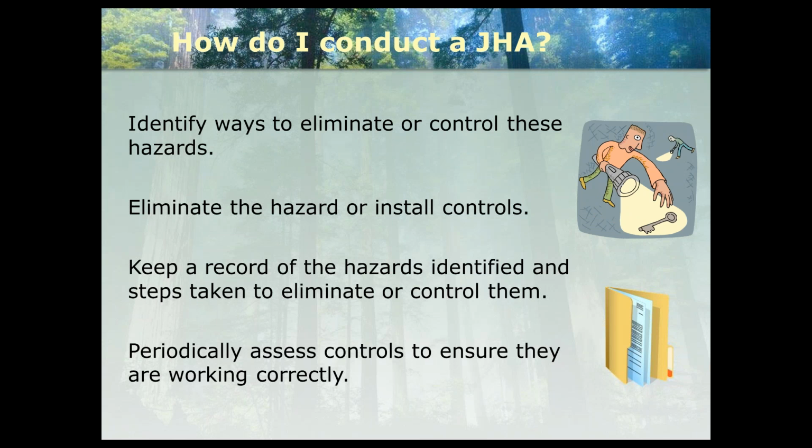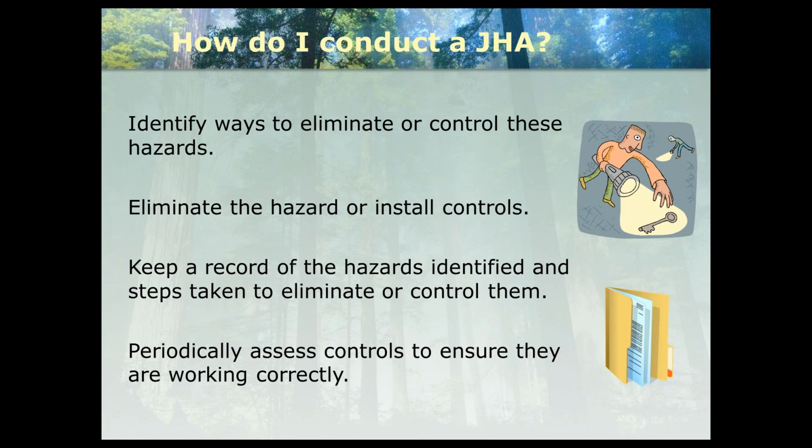So eliminate the hazards or install controls, keep a record of the hazards identified, and steps taken to eliminate or control them. See, there's nothing nicer when an OSHA inspector, L&I inspector walks into your facility, and you have a JSA or JHA for each work process at your facility. To be honest, it will blow their mind, because they're not easy. They take some time, they take some work, but it lays it all out there for you. You're not playing a guessing game anymore.